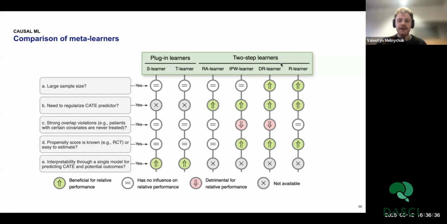And in general, there is also a theory saying that asymptotically, the DR learner and R learner have the lowest error, including the error from estimating nuisance functions. But in finite samples, there is no silver bullet, so we cannot have a nice model selection here.